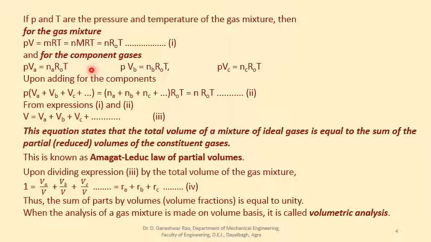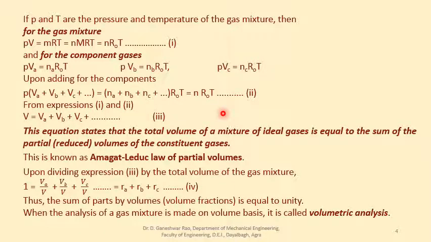And for the component gases, PVa is equal to NaR0T. P and T have been kept constant and reduced volume is Va. Number of moles of gas A are Na, so PVa is equal to NaR0T. Similarly for gas B, PVb is equal to NbR0T. PVc is equal to NcR0T for gas C. Now upon adding these components, PVa plus PVb plus PVc is equal to NaR0T plus NbR0T plus NcR0T. Right?